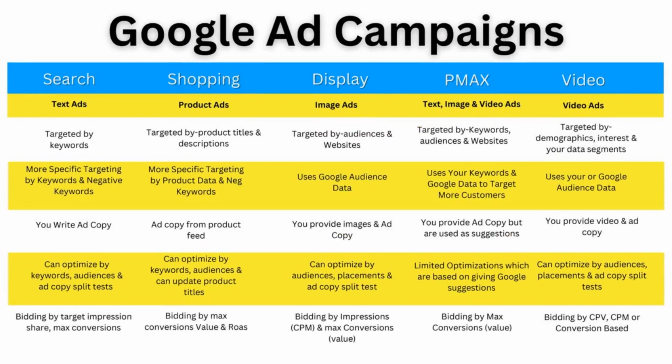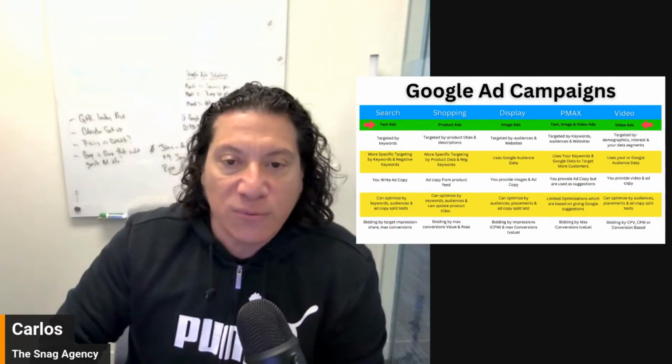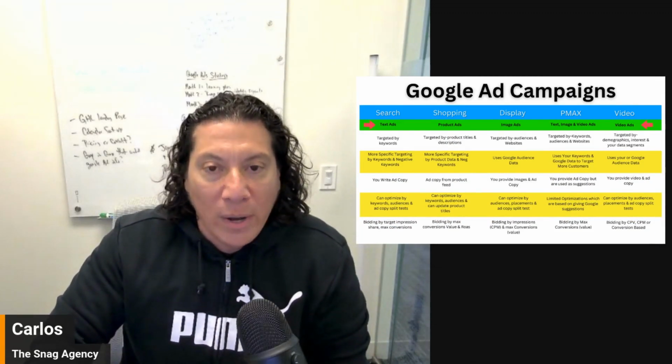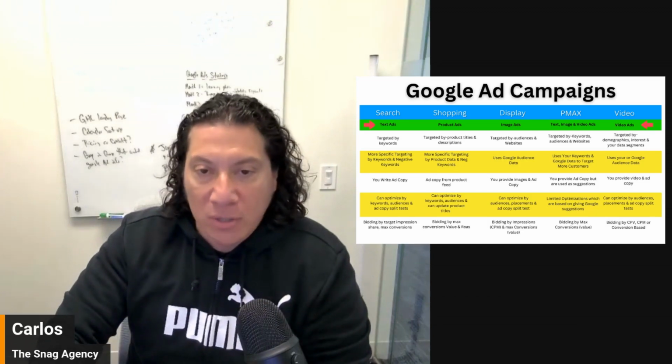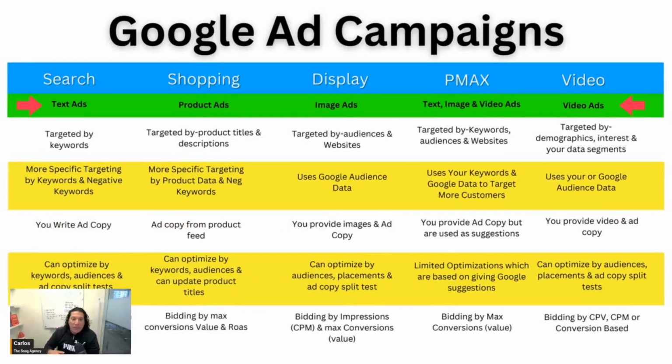So these are the main campaigns that most local businesses are going to focus on: search, shopping, display, PMAX, and video. So with these, what I want to focus on is this first column here. This first column here is pretty much going to let you know what each campaign type is going to be focusing on. So when it comes to search campaigns, it's going to be more of a text-based ad. Shopping are going to be product-based. Display is going to be image.